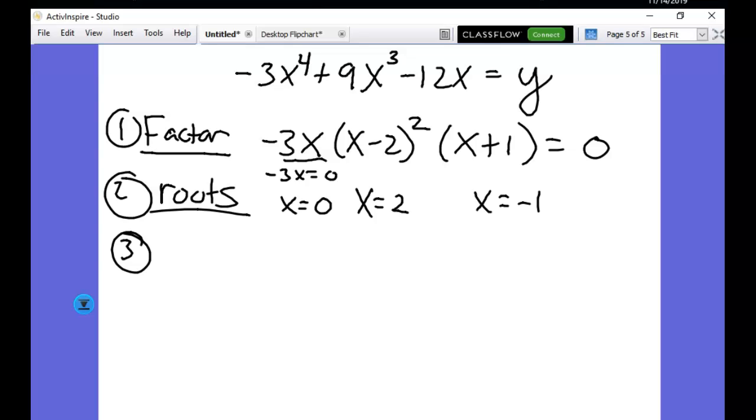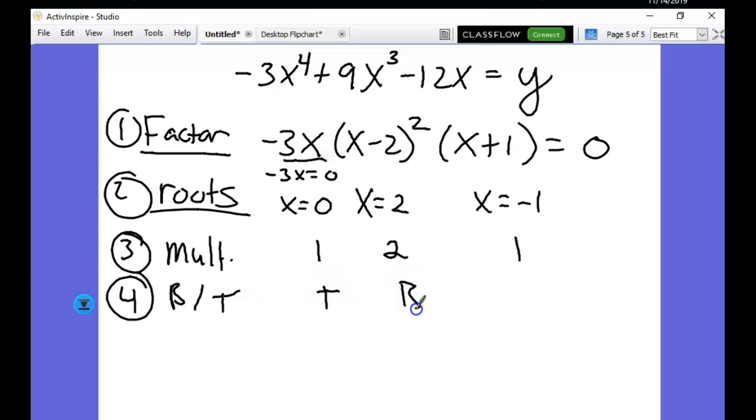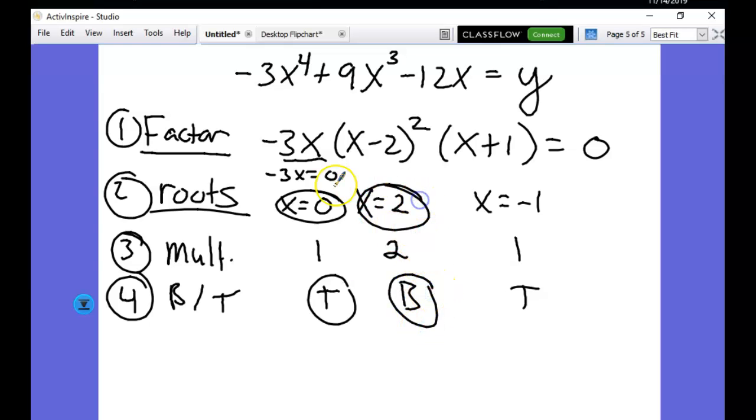Yeah, the multiplicity, yeah. So, CC, what's the multiplicity here for 0? 1. Good. How about for 2? And how about for -1? 1. Okay. And then so CC, we want to know is it bounce or through for this one? B. So it goes through the x-axis at 0. It bounces off the x-axis at 2, and it will go through the x-axis at -1.